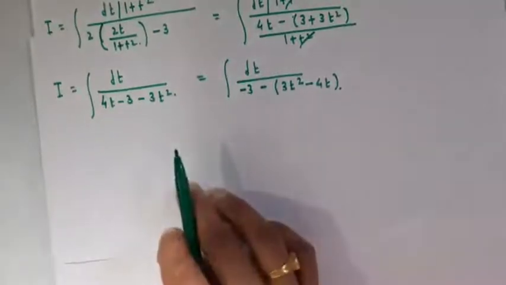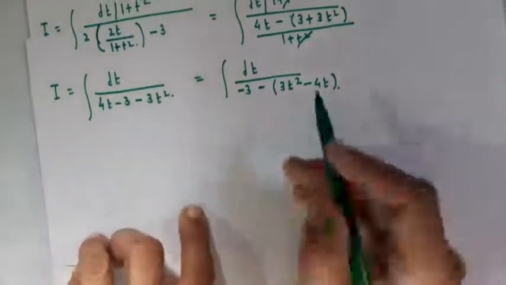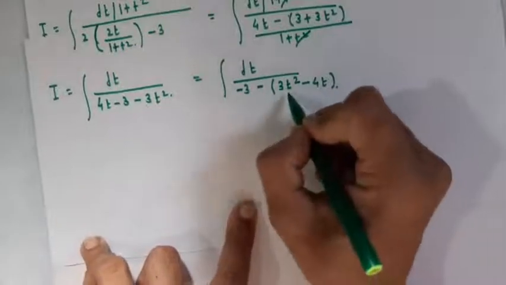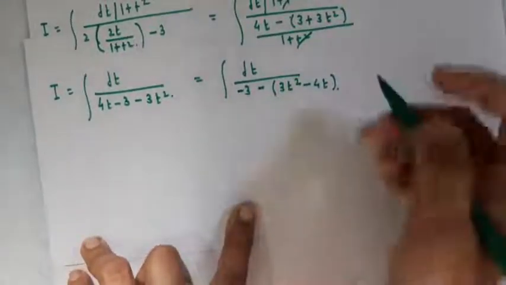Now let us divide by 3, so that the coefficient of t square will be 1.